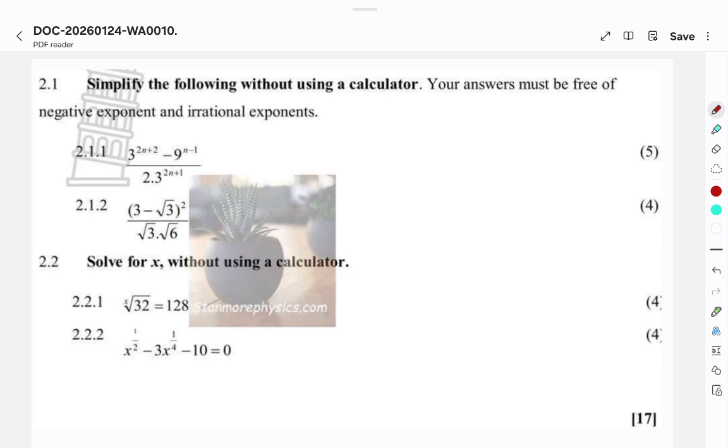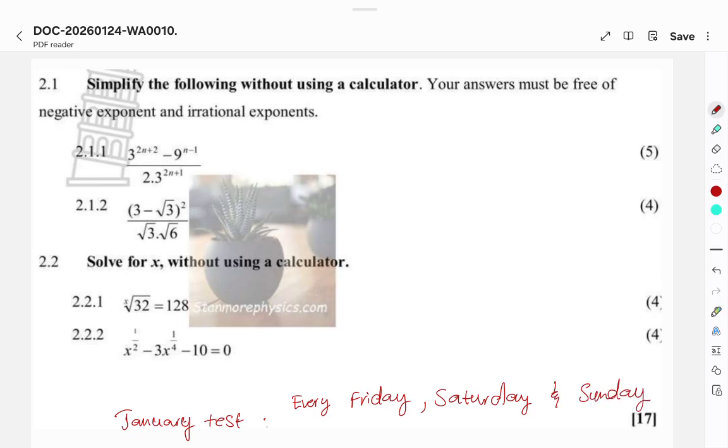This was the test, our January test with my student, because we do have classes every Friday, Saturday, and Sunday. We do have online classes.